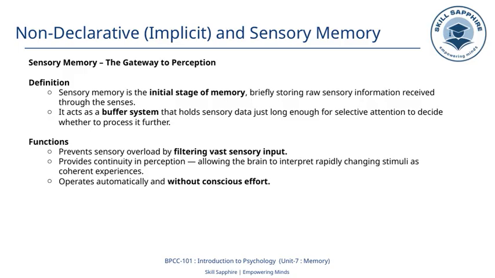One of the key functions of sensory memory is to prevent sensory overload. Our senses are constantly bombarding us with a huge amount of information, but sensory memory filters this out so our brain isn't overwhelmed. It also helps maintain continuity in our perception. For example, even if something is changing rapidly, like a moving car or flickering lights, sensory memory helps us interpret these stimuli as part of a coherent experience. Importantly, sensory memory operates automatically and without us having to consciously think about it.